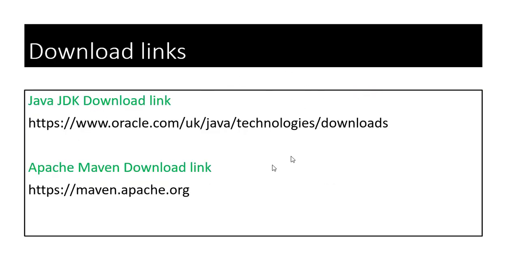Here are some links where we can download the Java JDK from the official website of Oracle, and the Apache Maven download link, which is from the maven.apache.org. We can follow these links or do a Google search to download it. When we do a Google search for Java JDK download and Apache Maven download, we will arrive at these links. So now let's do a Google search for the Java JDK download.